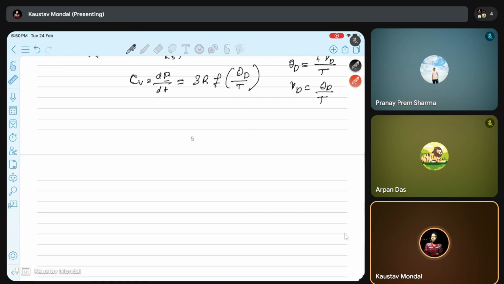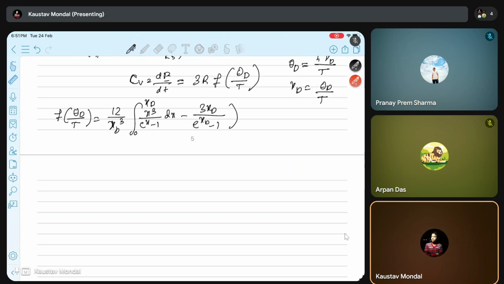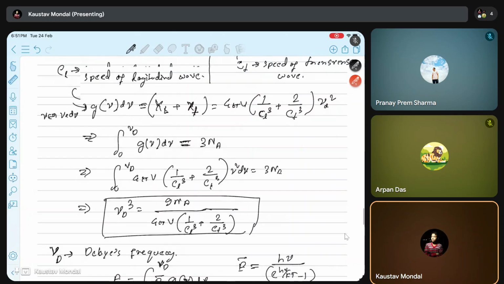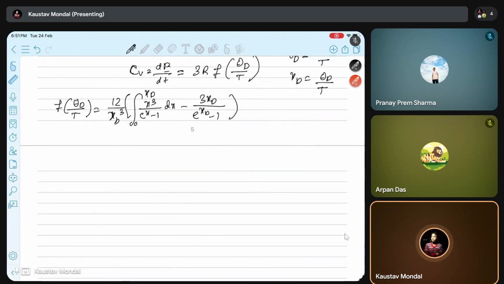Now this functional form of the theta d basically looks like this: 12 into 1 by xd cube, integral from 0 to xd of x cube by (e to the power x minus 1) dx, minus 3 xd by (e to the power xd minus 1). This is a big expression actually. So this is the expression.